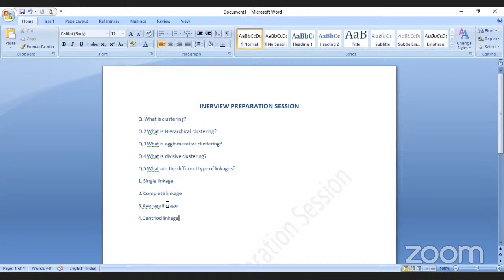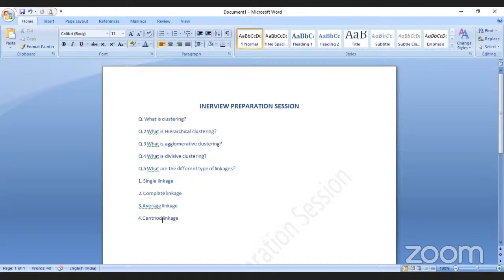Then after that we have average linkage. Average linkage is the average of all the distances between the members of the 2 clusters. When we are measuring between 2 clusters, there are distances between all the members. So it is measuring the distances between all the members, 1 to all. After that, it takes the average of those distances. So it is called average linkage.